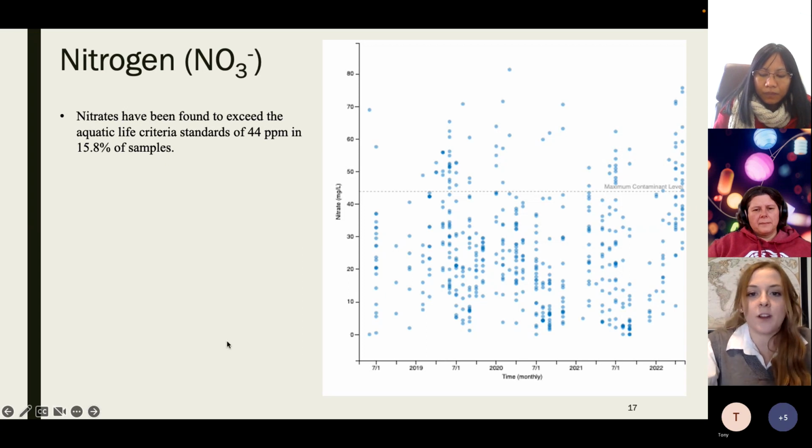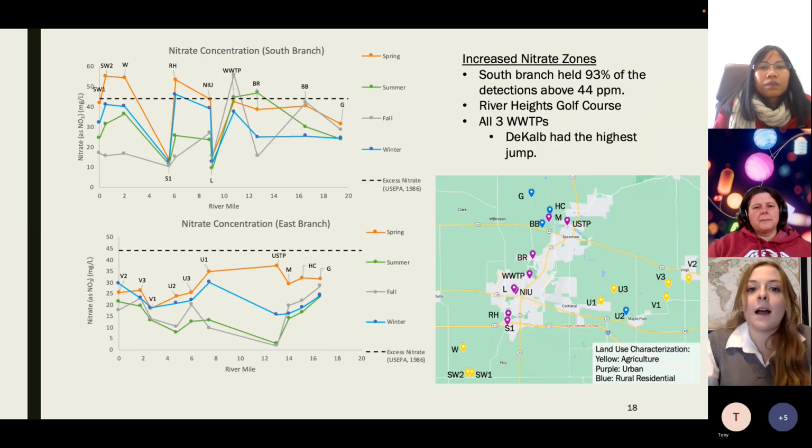And we'll see a couple of these graphs. But nitrates were found to have exceeded the aquatic life criteria standards of 44 parts per million in 15.8% of samples. Once we saw this, we really wanted to narrow down where this was occurring. So what we found is that it is over a diverse set of land uses.